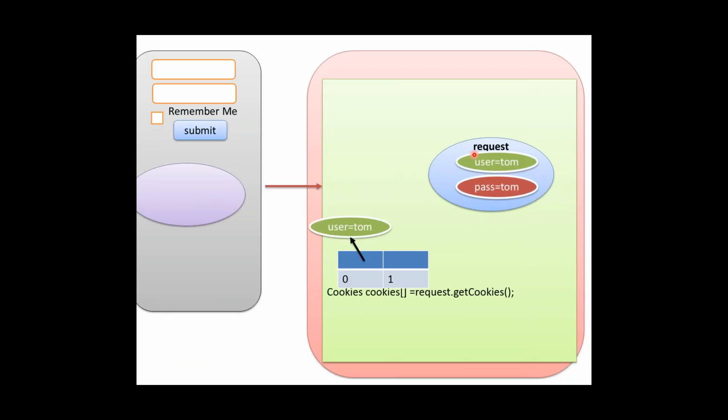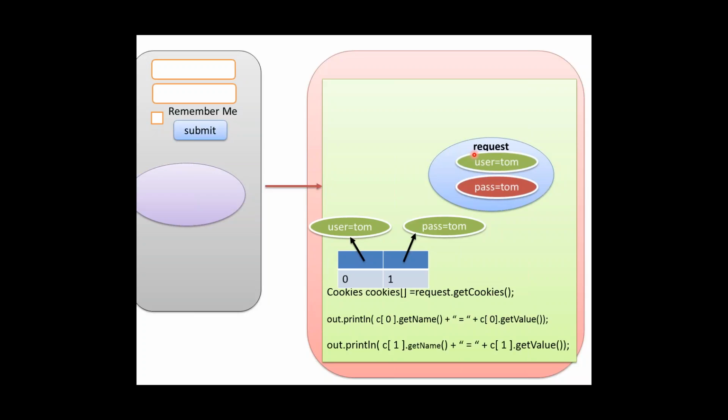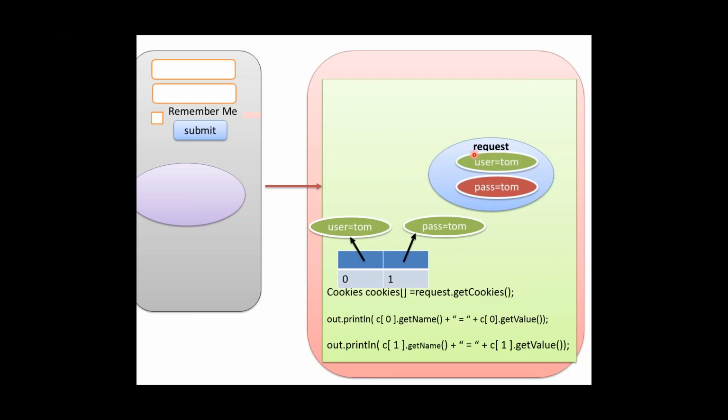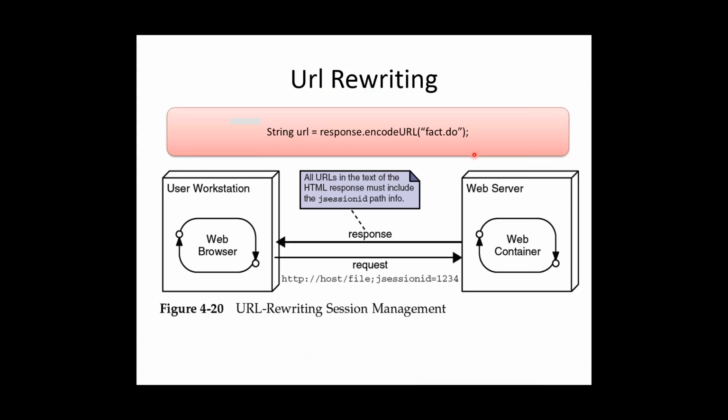First one will contain user underscore Tom, and the second one will contain the password. So getName to retrieve the cookie name, and c0.getValue to retrieve the cookie value. And then again c of 1 to retrieve the cookie name and c of 1 to retrieve the cookie value. Done. The final concept we have is URL rewriting.